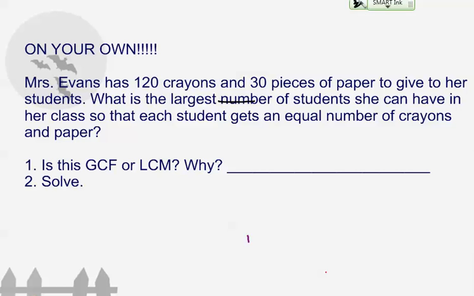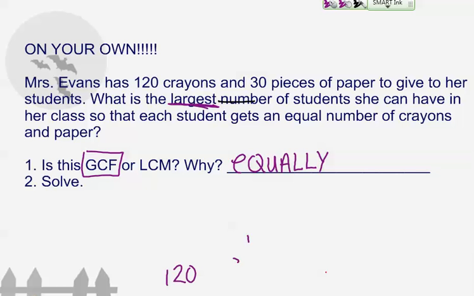Well, I'll tell you why. One of the key words that sticks out to me is large. Now, does large sound like it goes with greatest, or does it sound like it's going to go with least? Large is kind of like the word greatest, right? So it's going to be greatest common factor, and the reason is we're dividing things up equally. And when you divide things up equally, you're finding the greatest common factor. So let's do that with the numbers 120 and 30. You go ahead and do it, hit pause, and when you think you have your answer, go ahead and play.